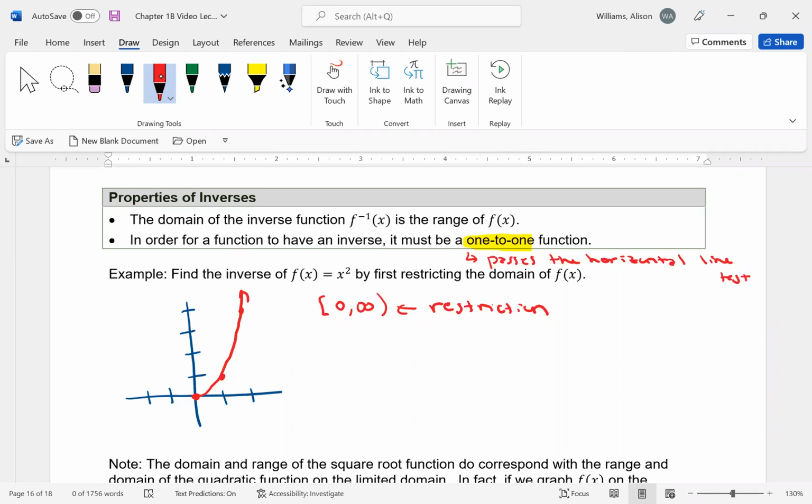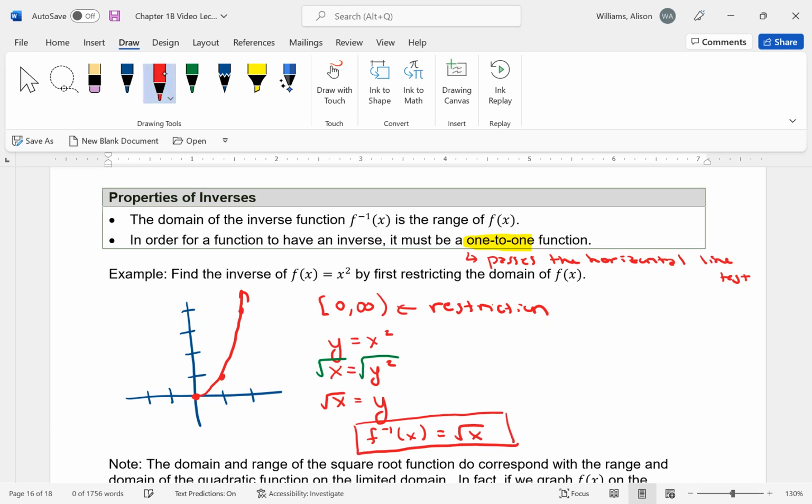Now that I've got that, I'm going to find the inverse of the equation. Here we go. f of x equals x squared. First thing I'm going to do is make it a y. Then I'm going to switch x and y. And now I'm going to solve for y. To solve, I'm going to take the square root of both sides. So y equals the square root of x. Then I'm going to write my final answer with f inverse, on the left side. So there's the inverse. It's the square root of x. But that's based on this restricted x squared. That only works when the domain is restricted to 0 and infinity.